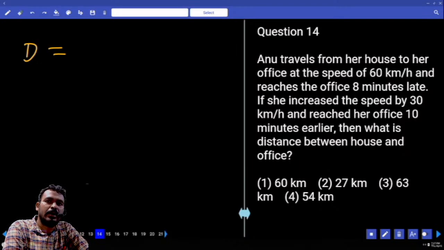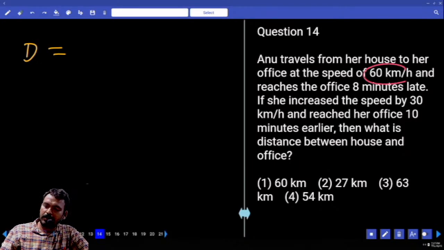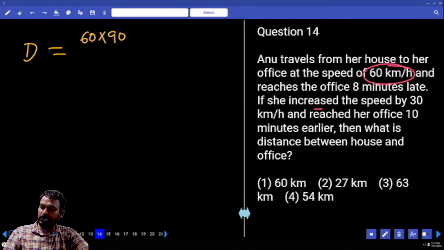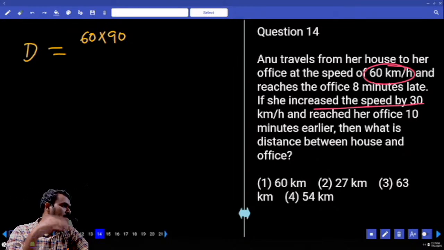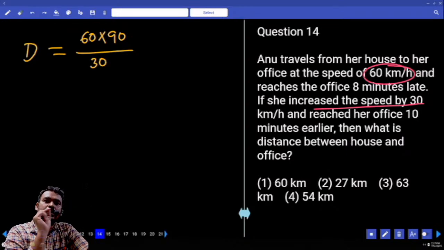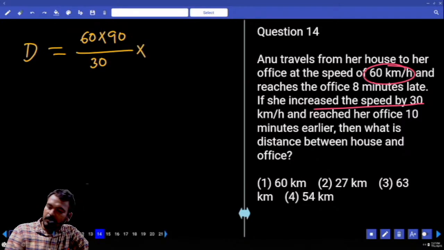Speed multiplied by time. What is the original speed? 60. What is the new speed? 90. Speed is increased by how much? 30. Original speed is 60 and the increase is 30. What is the difference of these speeds? 30, or not? Then we write the product of the speeds divided by the difference of the speeds, into the time difference.